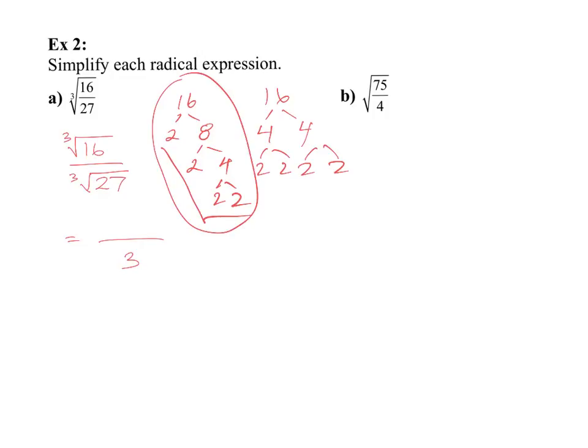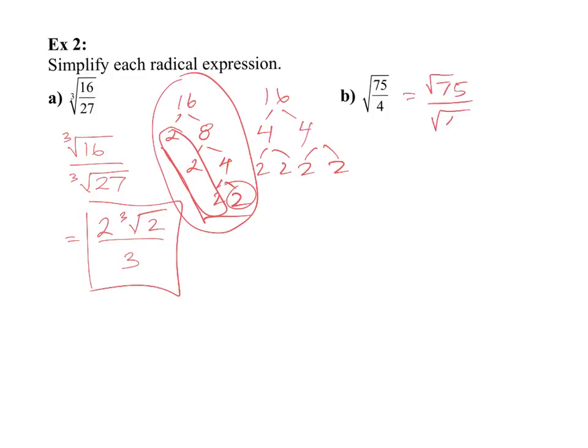Okay, so you have the cube root of 16. We're looking for a group of 3. Pull out the 2, and we have the cube root of 2 left over. And that's all there is to that. For the next one, once again, break it down into the square root of 75 over the square root of 4. Then we have the square root of 4, which is 2.